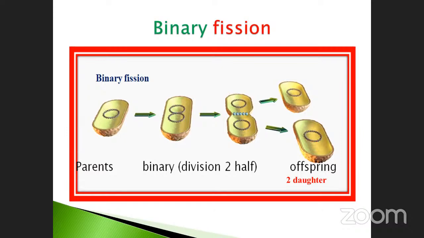How will it be divided into two? What is the process? Karyokinesis. DNA, how does it give two exact copies?